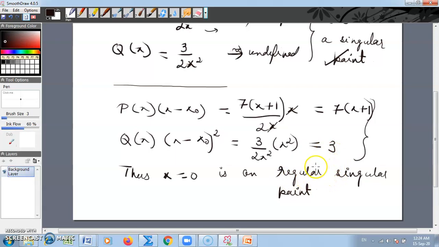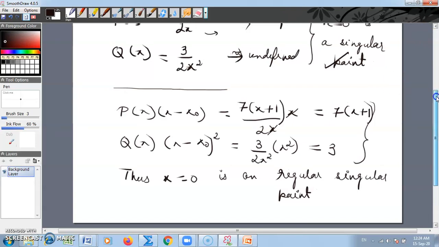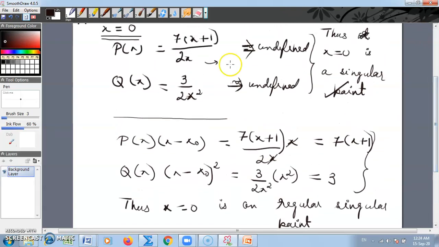So this is a regular singular point if this is defined like this, but if these two had been undefined, that means its denominator would have become 0, then it would have been an irregular singular point. These things might sometimes come as short questions, and so this is how you do it.